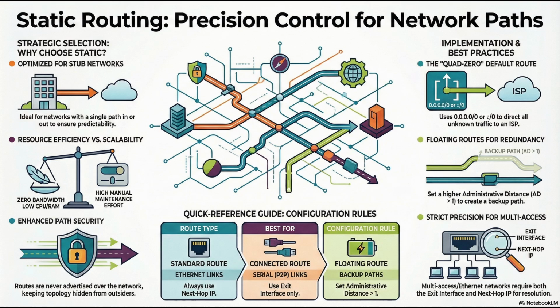Right. But Ethernet is a broadcast medium. If you configure a static route on an Ethernet port that just says exit GigabitEthernet 0/1 without a specific target IP, the router assumes that every single host in that destination network is directly connected to that wire. Wait, so if I point a route for the whole internet out of an Ethernet port like that? The router assumes the entire internet is sitting on that one Ethernet cable.